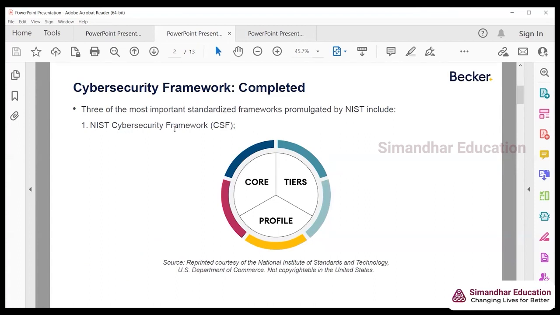The cybersecurity framework, now we have done. I hope so, guys. Was it too tough, or was it manageable, or was it easy? What do you think? I hope you guys say manageable. You can write T, M, or E. Okay.